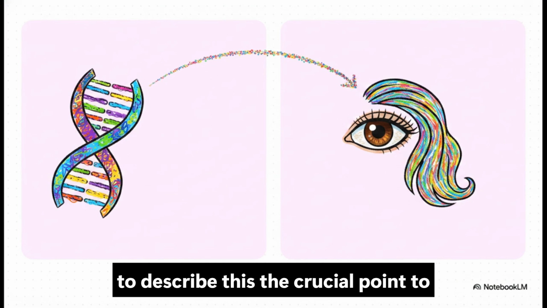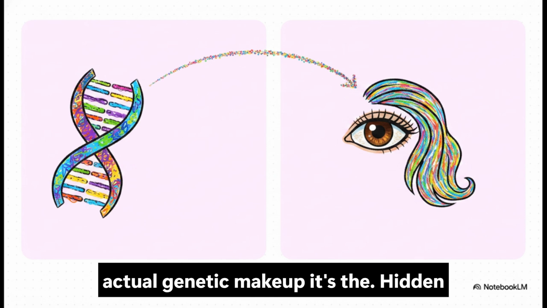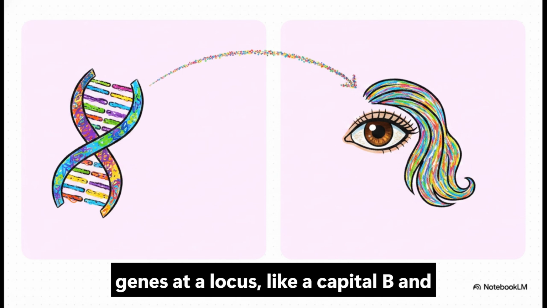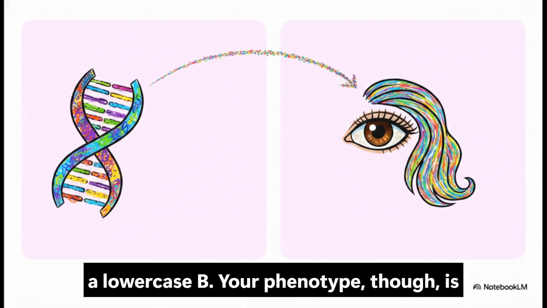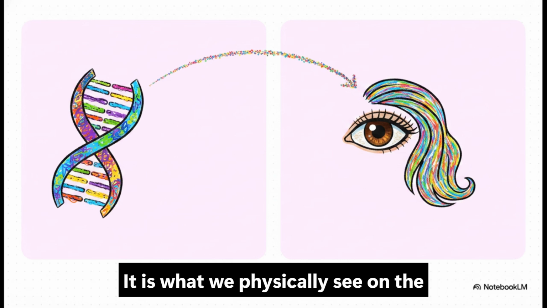Scientists use 2 really important words to describe this. The crucial point to remember is that your genotype is your actual genetic makeup. It's the hidden letters in your DNA, the exact pair of genes at a locus, like a capital B and a lowercase b. Your phenotype, though, is the physical expression of that genotype. It is what we physically see on the outside, like your hair color or the presence of a disease.